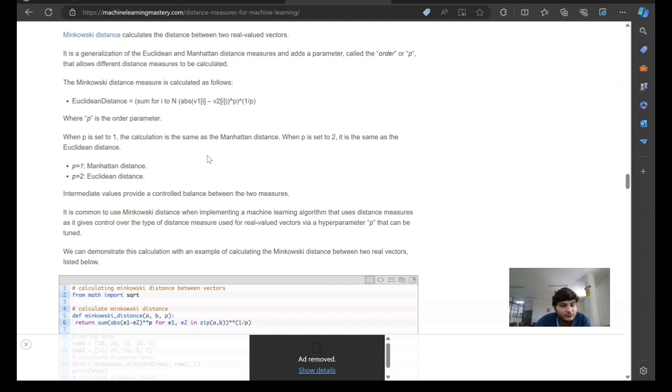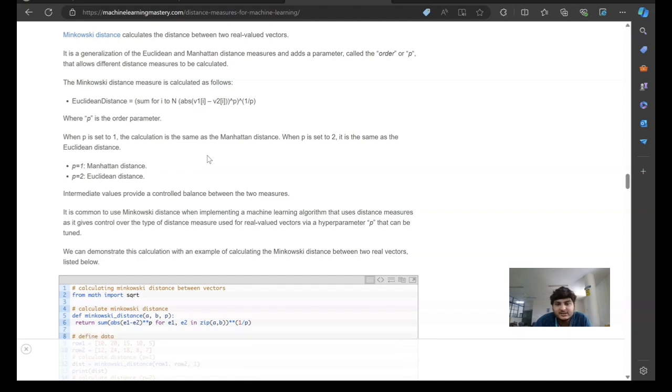It is commonly used when implementing a machine learning algorithm that uses distance measures, as it gives control over the type of distance measure used for real valued vectors via a hyperparameter. Here it is denoted as p.